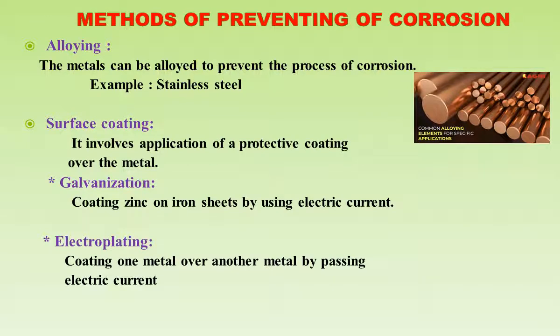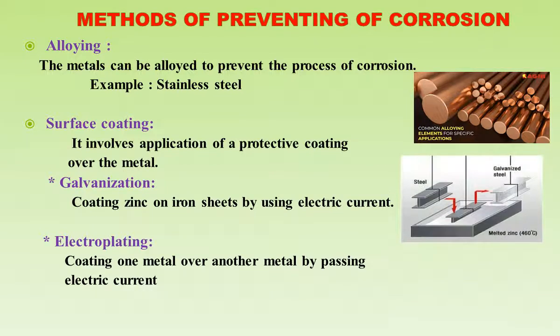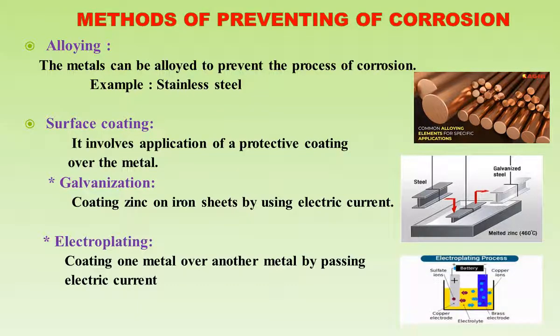If you look at the picture, alloying is stainless steel. Surface coating, that means galvanization: if steel is galvanized, it is not rusted. Electroplating means using a liquid, copper sulfate liquid or some other electrolysis solution, we coat one metal over another metal.